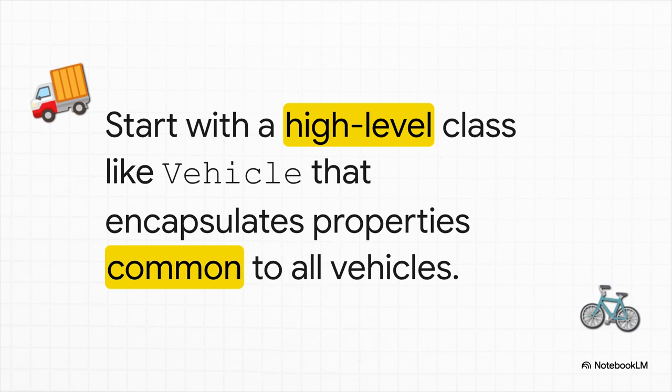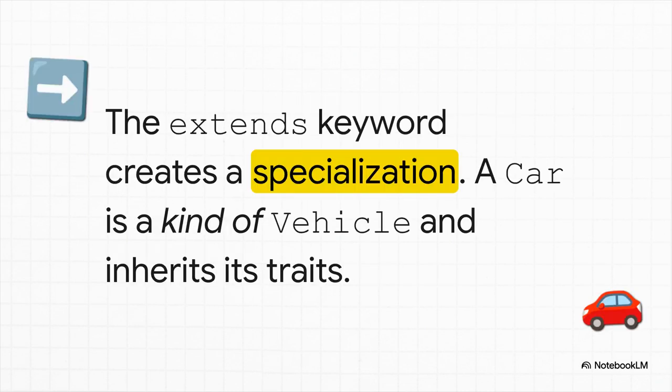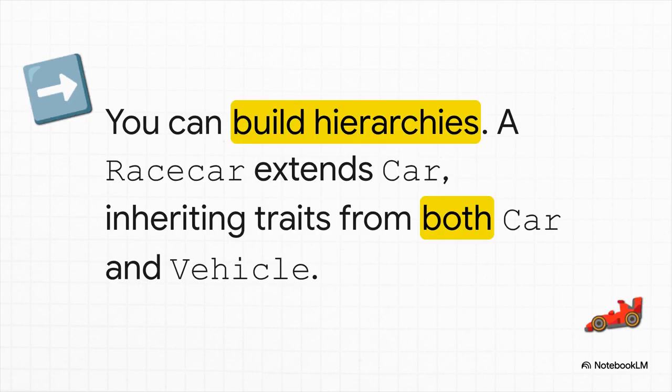It probably has basic properties and actions that pretty much all vehicles share, right? Like having a speed or the ability to move forward. Then you can create a more specific blueprint. And look closely at that keyword extends. This one word tells Java that a car is a kind of vehicle. So it automatically inherits everything from vehicle, and then you can add new things that are unique to cars, like having four wheels.